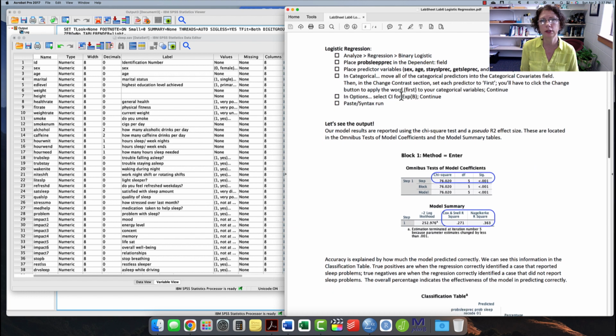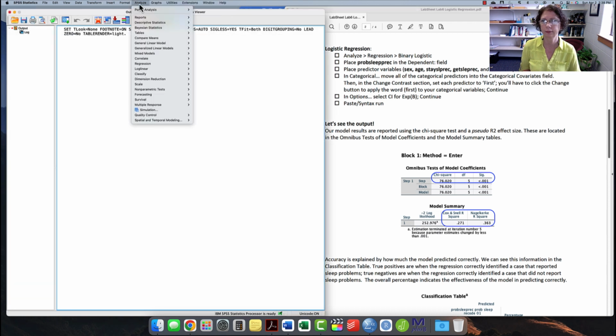And then we move on to actual model testing of the logistic regression. So we're going to go to Analyze, and then to Regression and Binary Logistic.